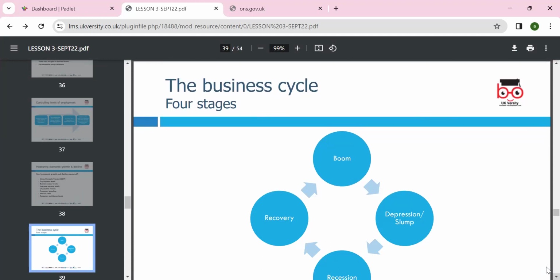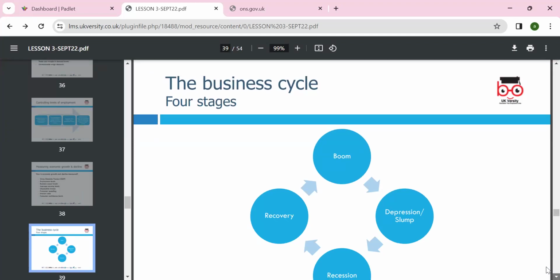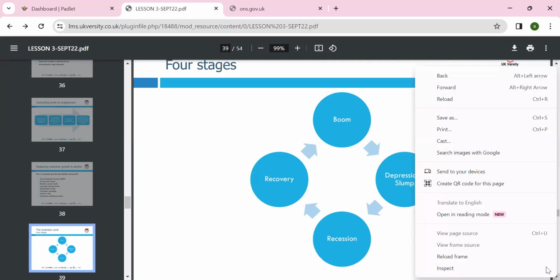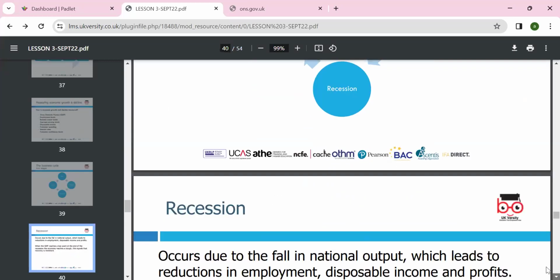We need to understand the business cycle. Business can be in a boom, or in depression, slump or recession, and then we can look at the recovery at the moment from the recession, COVID-19 and all. We are moving toward the recovery stage where economic growth is not negative, it's peaking.